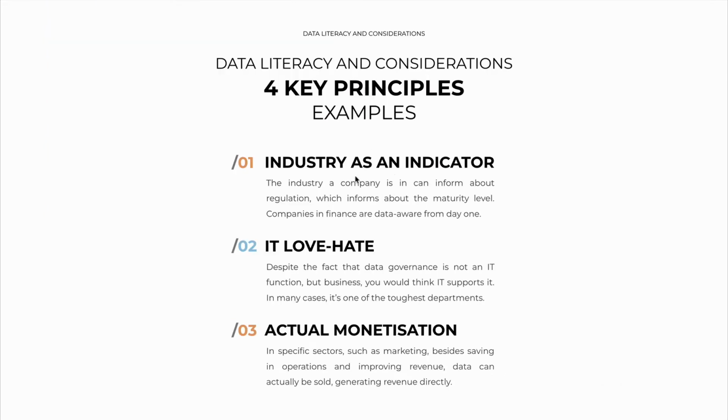The first is that the industry is an indicator in many cases. The industry that a company is in can inform a lot about the regulation for that industry, which in turn affects the maturity level. For example, companies in finance or in healthcare, where regulation is so tight, and especially regulation around data, will probably be companies that are data aware from day one.